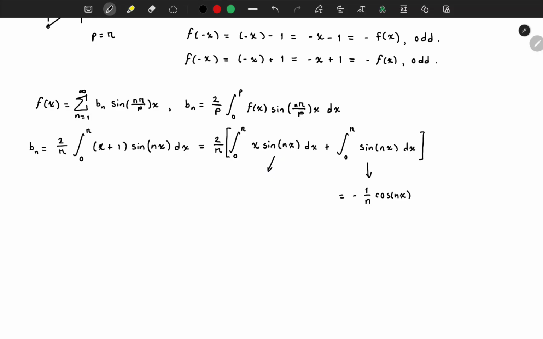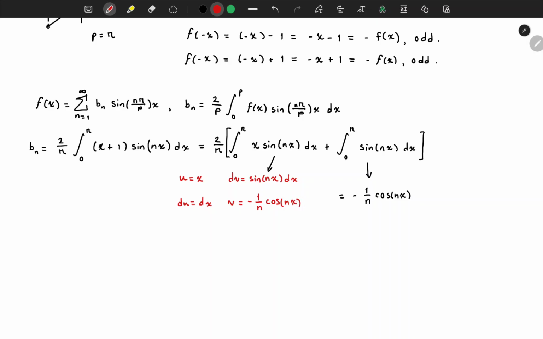Now what about this right here though? For here we're going to have to use integration by parts. So our u is going to be equal to x. Our dv is going to be equal to sine nx dx. This means our du is just going to be the derivative of x, which is 1, so du is equal to dx, and our v is just going to be the integral of sine nx, which would be negative 1 over n cos nx.